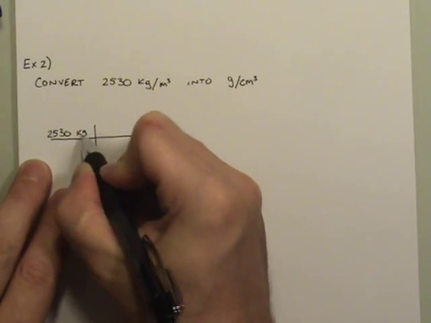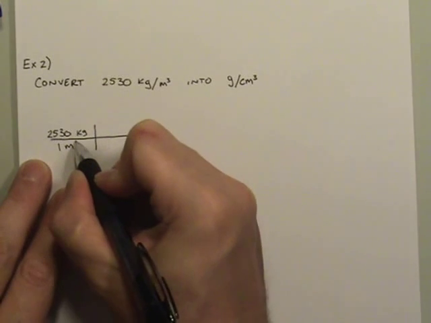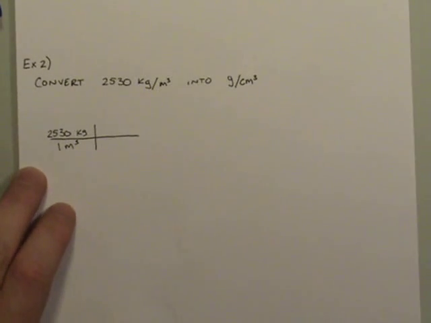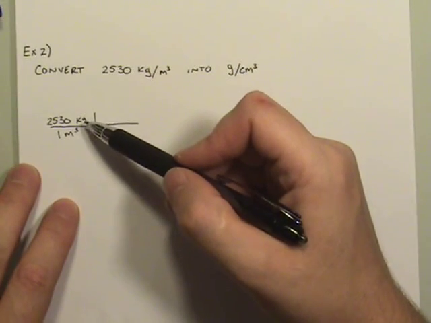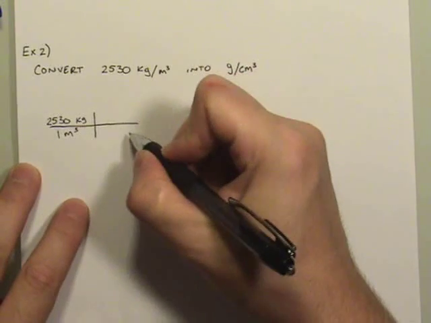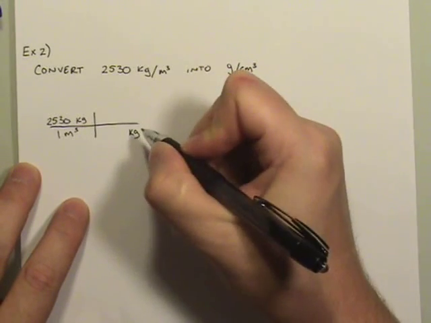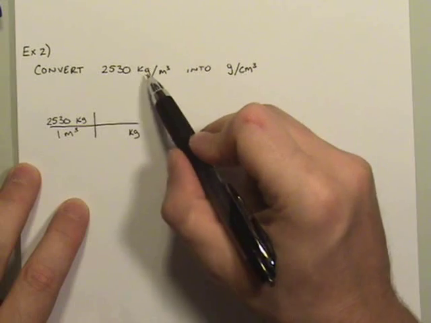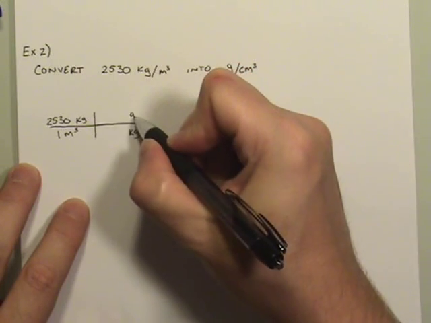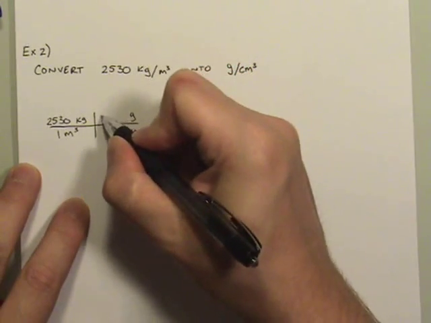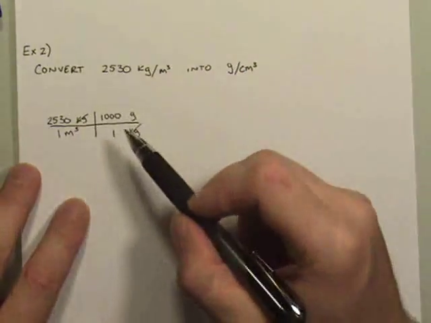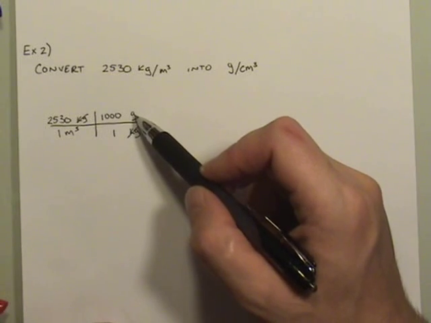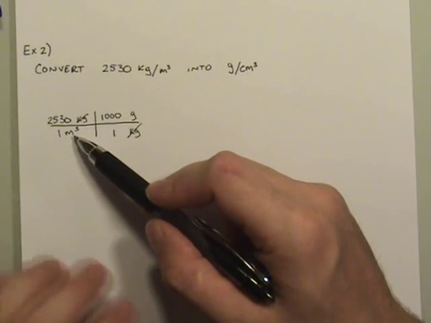2,530 kilograms, 1 cubic meter on the bottom. Okay? Just as I did with the first one, let's take care of the one on the top first. So I know that I'm going to put my kilograms to the bottom, and I know that to go from kilograms to grams, I can do that in one step. That's 1 kilogram equal to 1,000 grams. And now, if I make my calculation, I'll end up with grams per cubic meter.